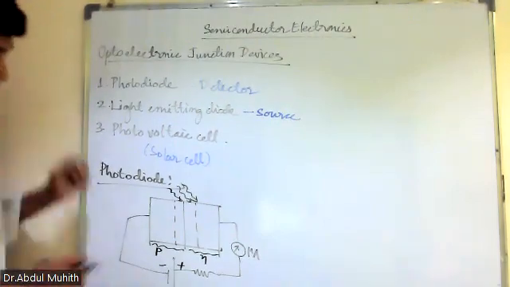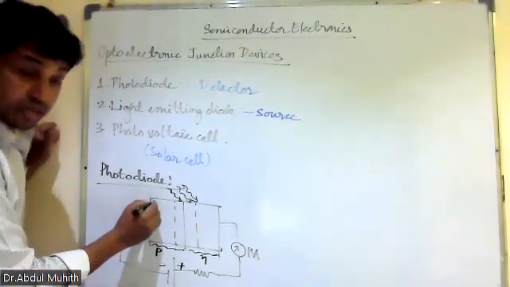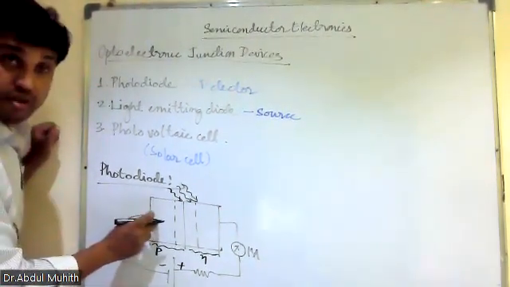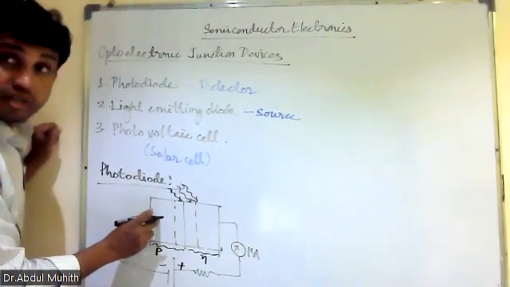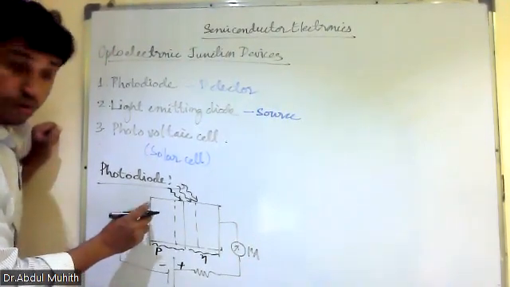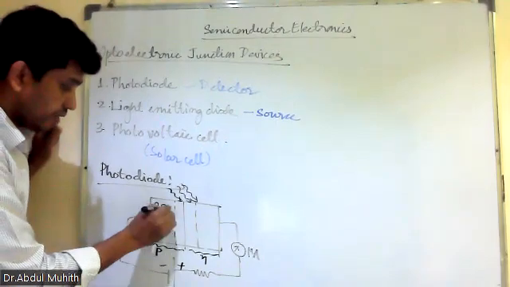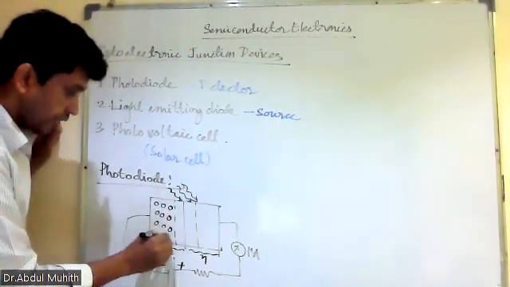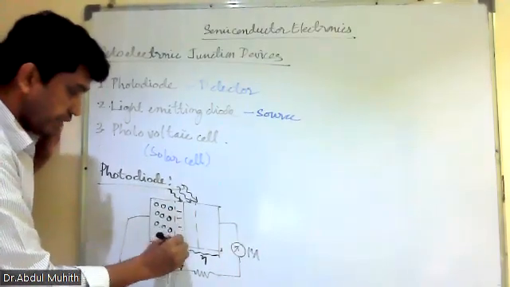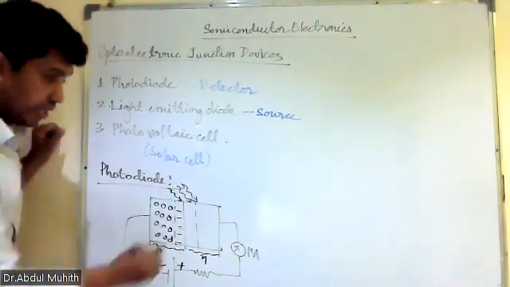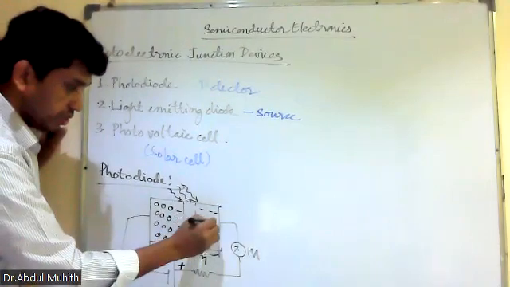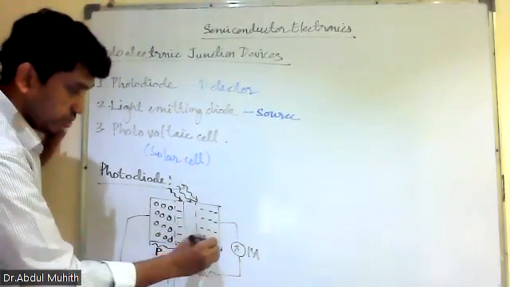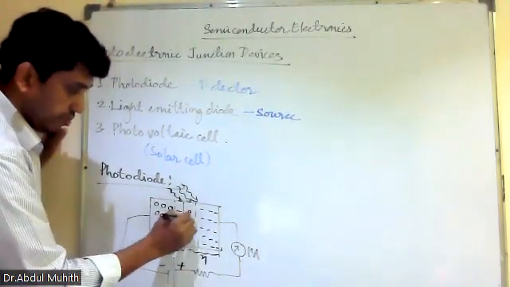See, this region here, what happens? In P type material, the majority are holes, and the minority are electrons. Very good. Now, what about N type material? The majority are electrons and the minority are holes. So minority are holes.